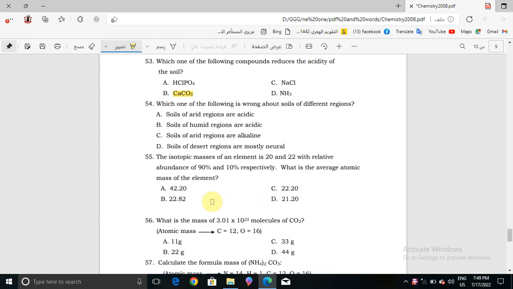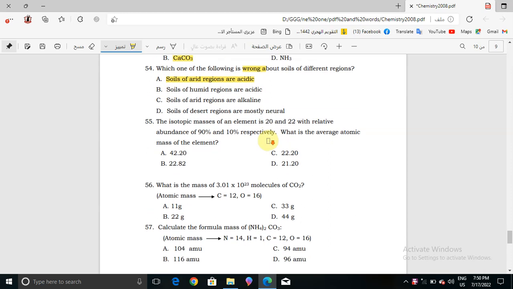Now in question number 54, which one of the following is wrong about soils of different regions? Soils of humid regions are acidic, or soils of arid regions are alkaline, or soils of desert regions are mostly neutral. Now he said the one which is wrong. The one which is wrong, of course, it will be soils of arid regions are acidic.